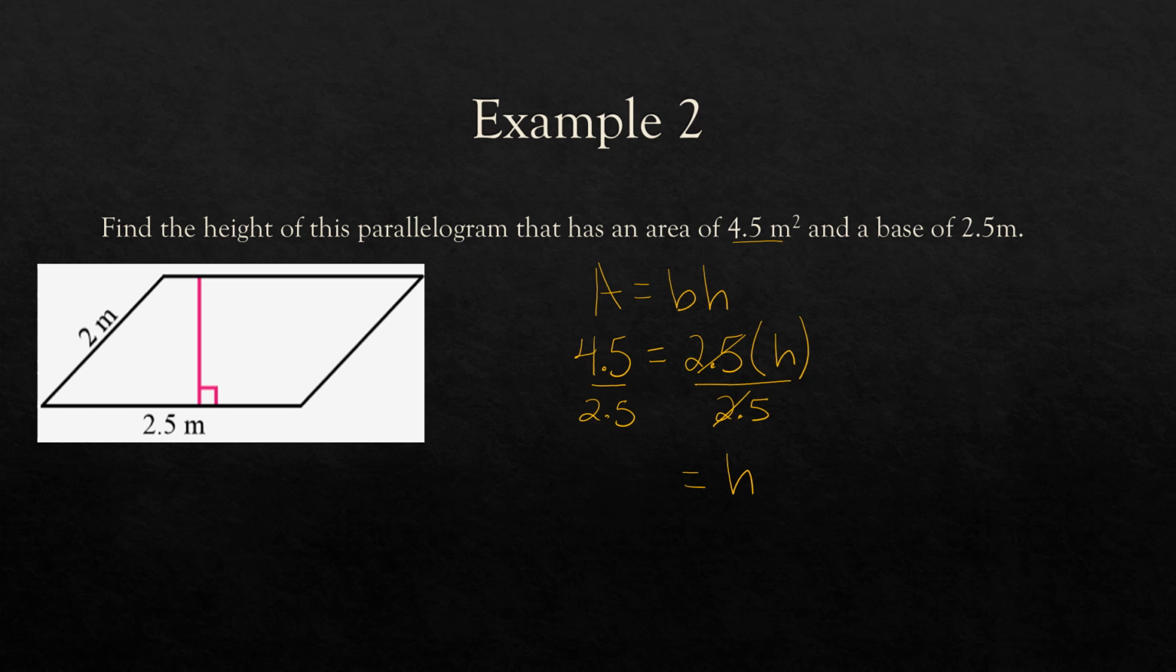2.5 is multiplied by the height, so we can divide by 2.5 to get the height by itself. So 4.5 divided by 2.5 gives us 1.8 for our height. So our height right here is 1.8, and then we need to list units. It's in meters. So our height is 1.8 meters.